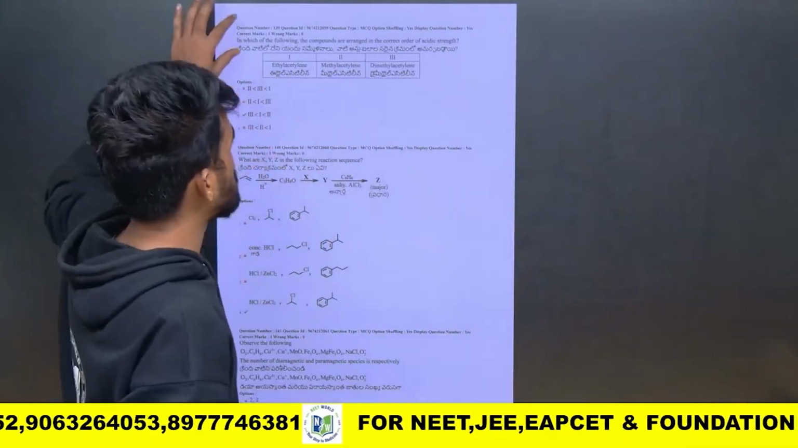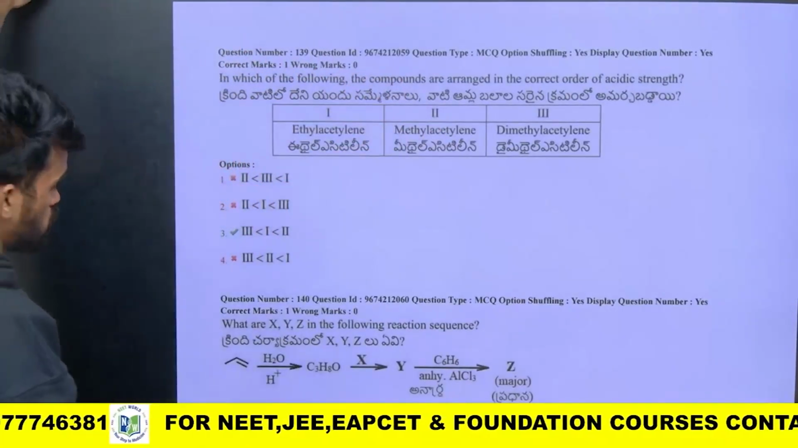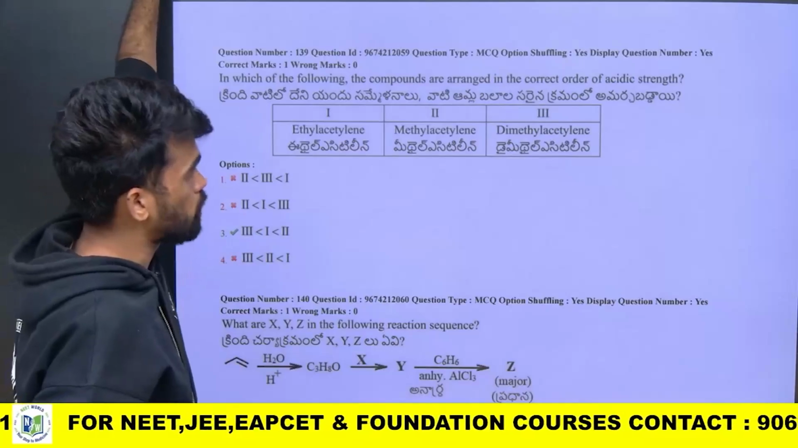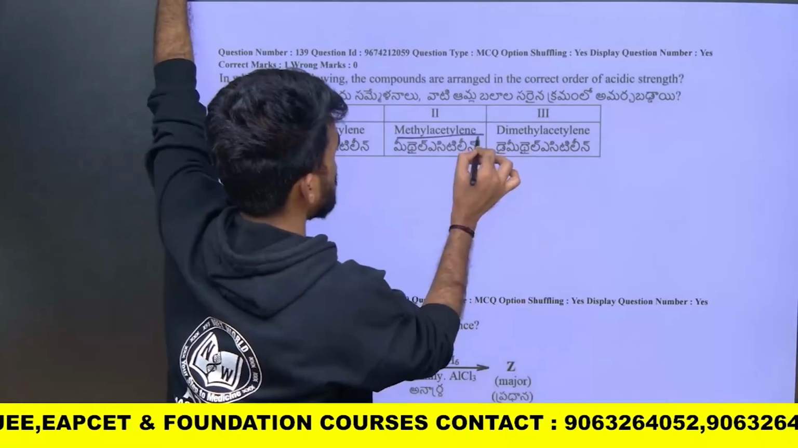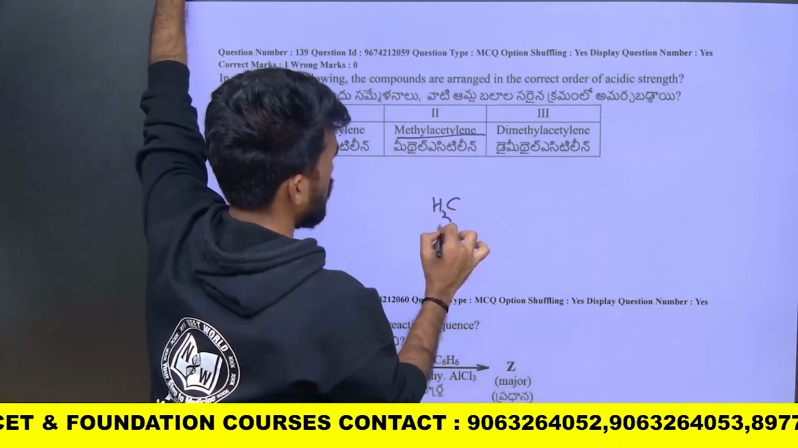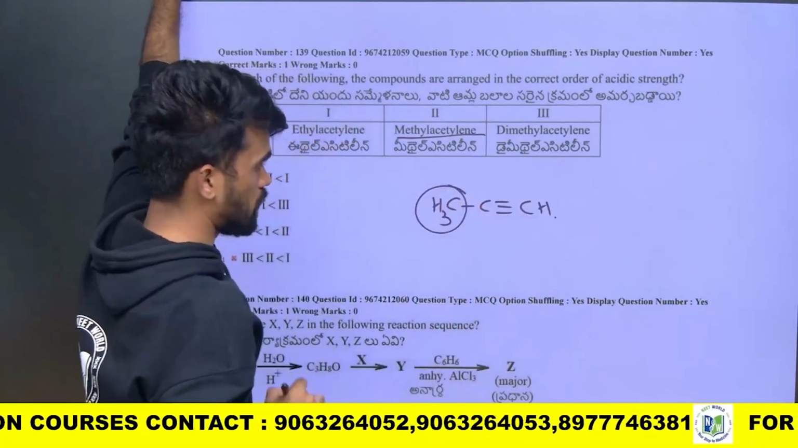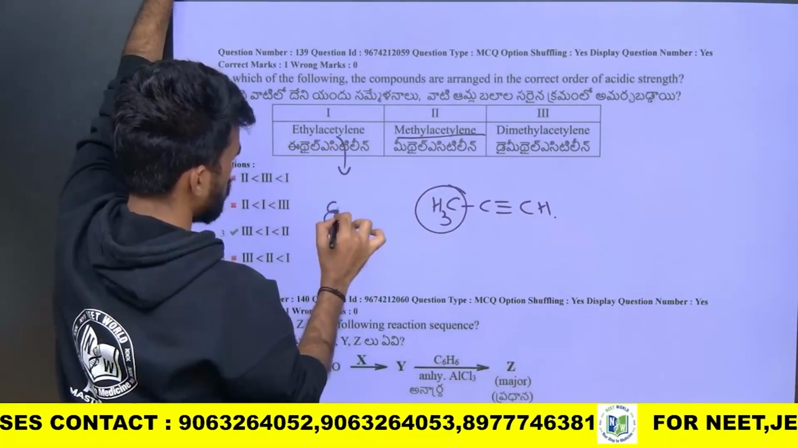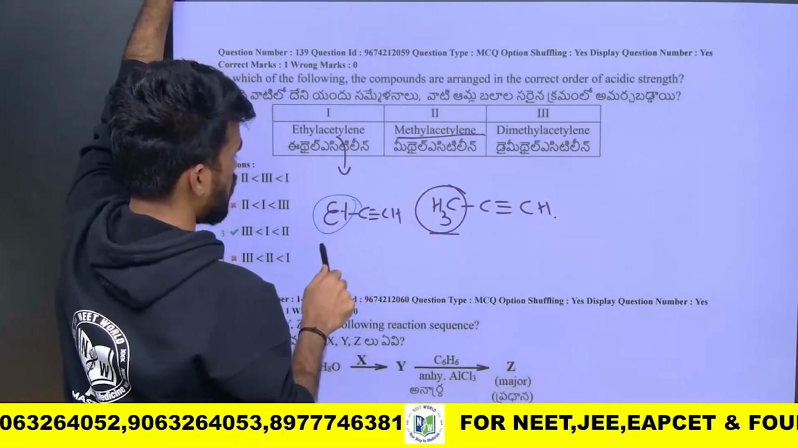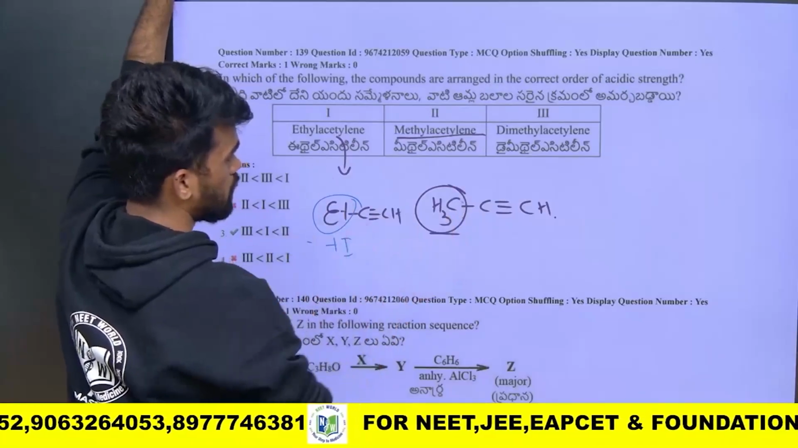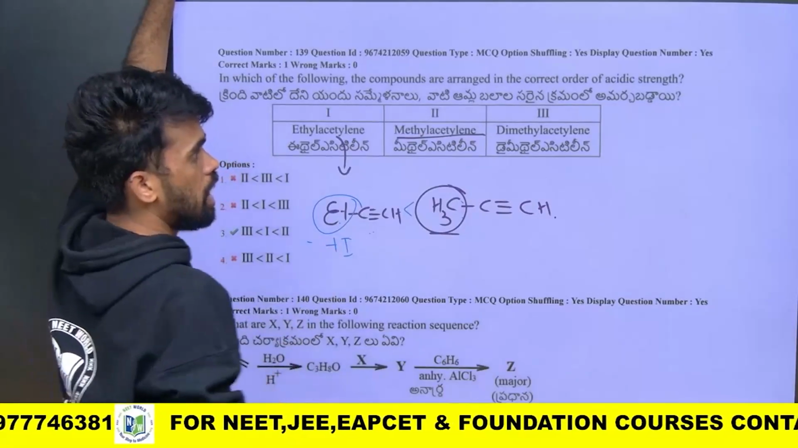Okay, so acidic nature of alkynes here. They have given 3 alkynes and are asking about the acidic nature. Always remember, alkynes containing electron withdrawing groups are more acidic. Here we have acetylene and methyl acetylene. We know an alkyl group is an electron releasing group. Here we have an ethyl group, here it is methyl. So ethyl is a stronger electron releasing group than methyl, therefore this is less acidic than that. So 2 is more acidic.